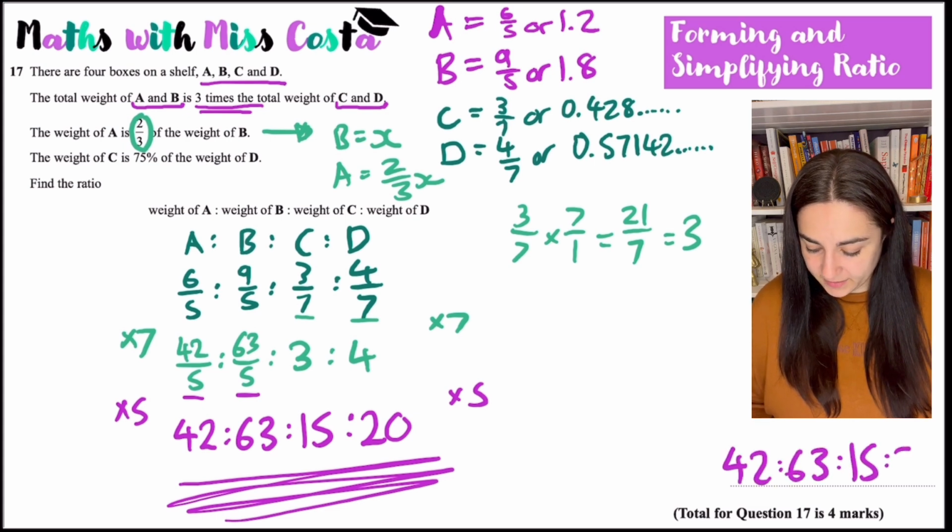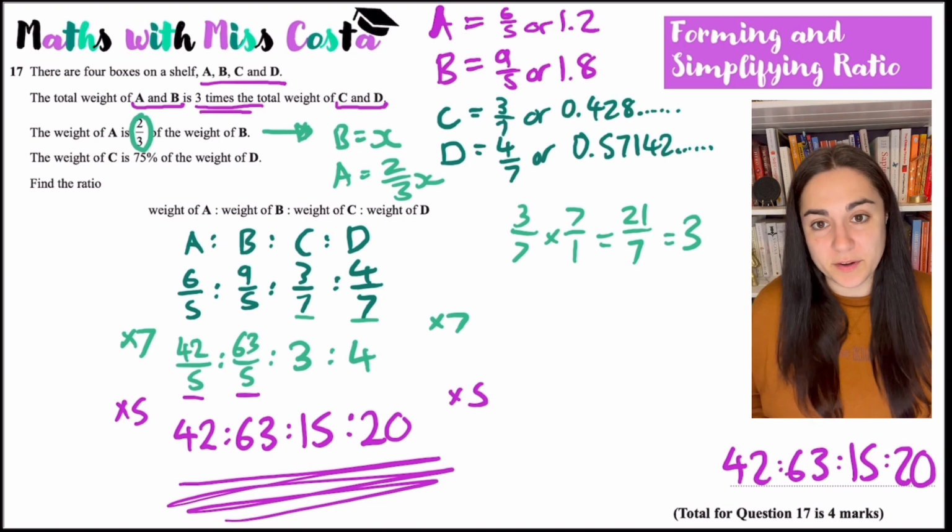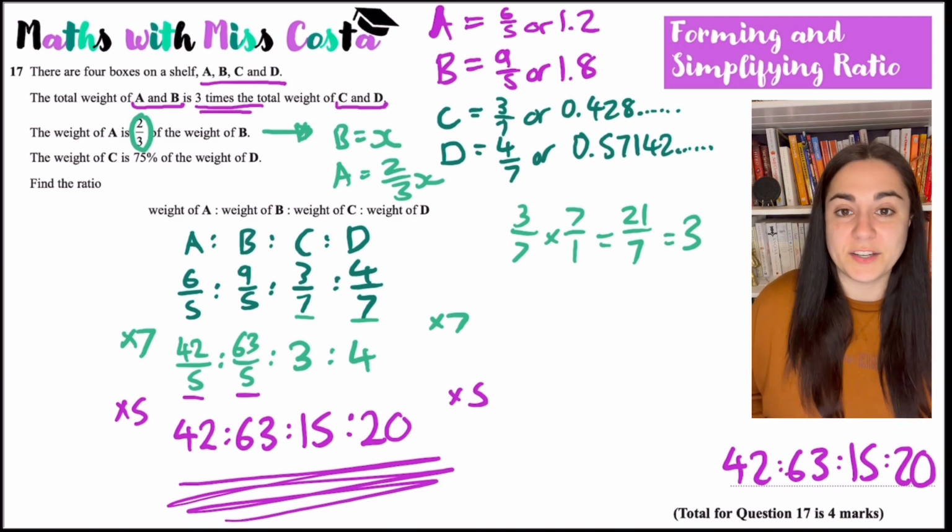Now, there are so many different ways that you can do this question. This is just one of the ways. If you still ended up with this ratio, then I'm sure that you'll be fine.